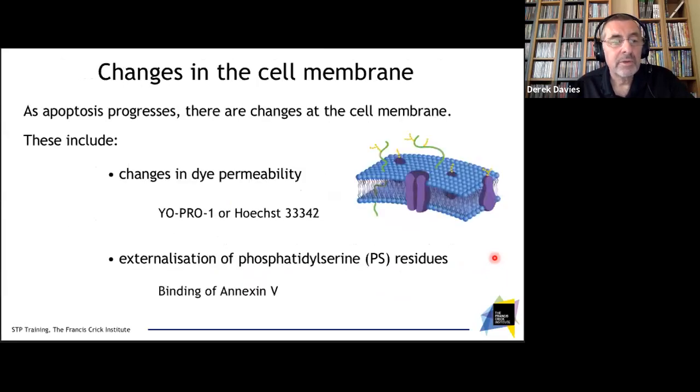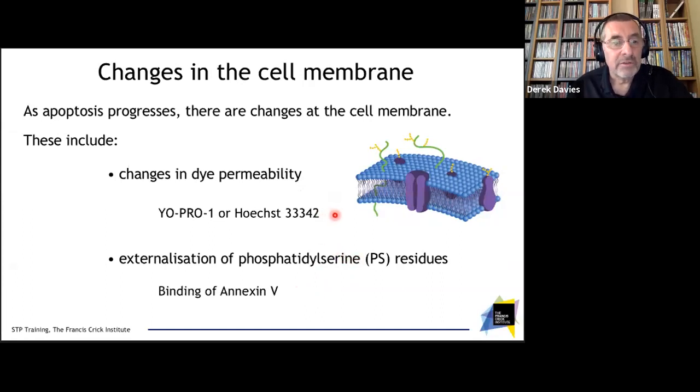So what else happens in apoptosis? Changes in the plasma membrane. There are several things that happen to the plasma membrane, but 2 things that we're interested in: changes in dye permeability and externalization of a particular lipid, phosphatidylserine residues. I'll start with this one actually, because this is one of the most common ways that people look for apoptosis. We can detect this externalization of phosphatidylserine residues by binding this protein called annexin 5. And if you're used to using apoptosis, this is probably one of the assays that you've looked at.